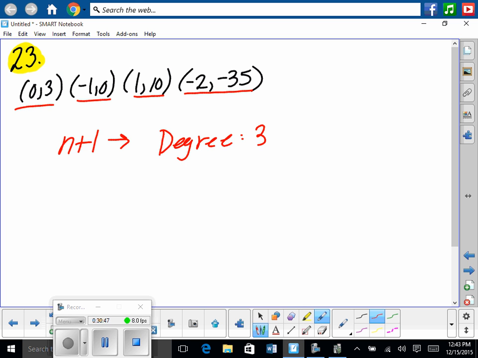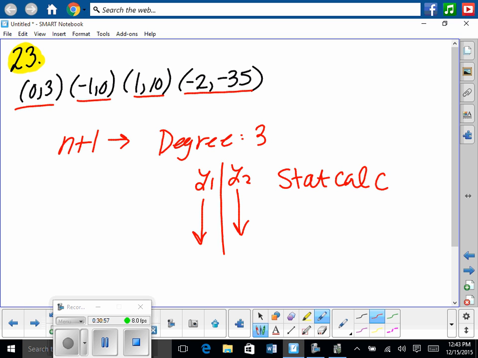You'll type it into your calculator in list 1. You type in your x values in list 2. You type in your y values. Then you'll do stat calculate, and then we'll do cubic regression, and it comes out as 6x cubed plus 2x squared minus x plus 3.